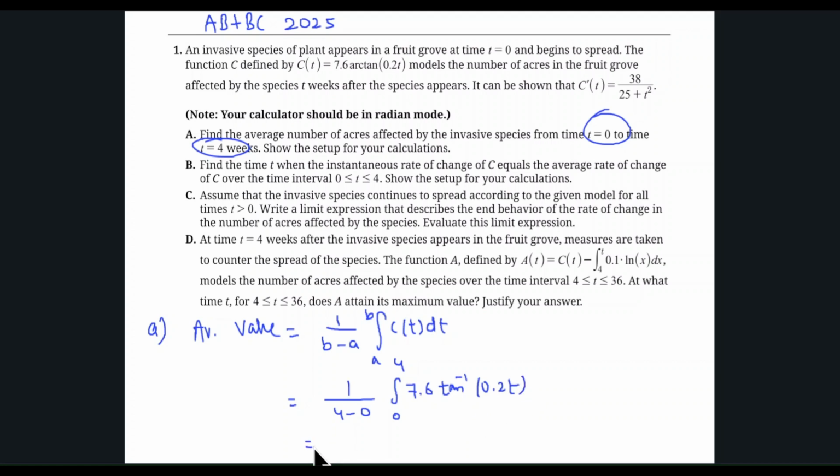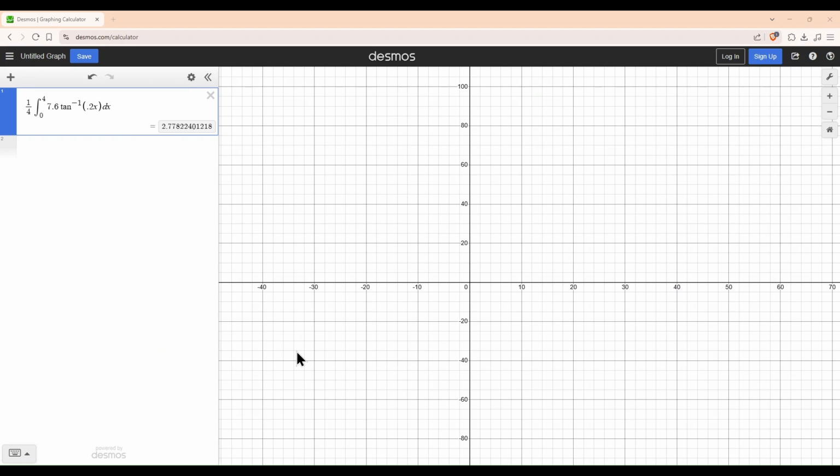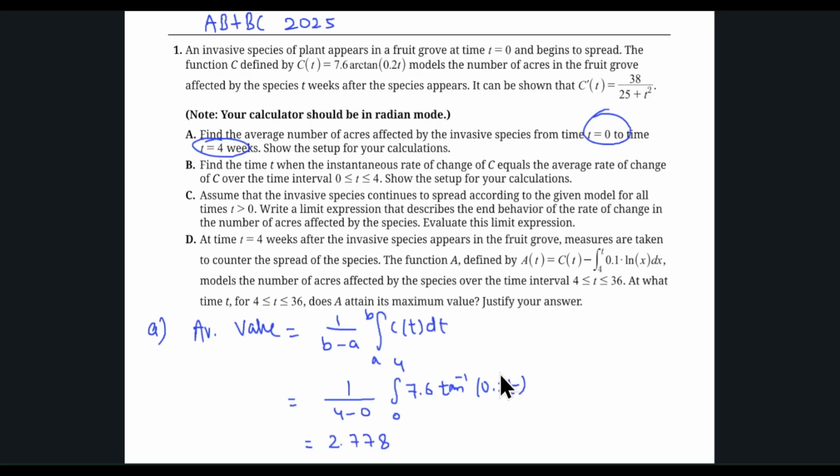So I'm just going to type this into Desmos, and it's going to look something like this. So I'm going to get 2.778. And what's going to be the unit? That's going to be acres. That's the unit for this particular question.